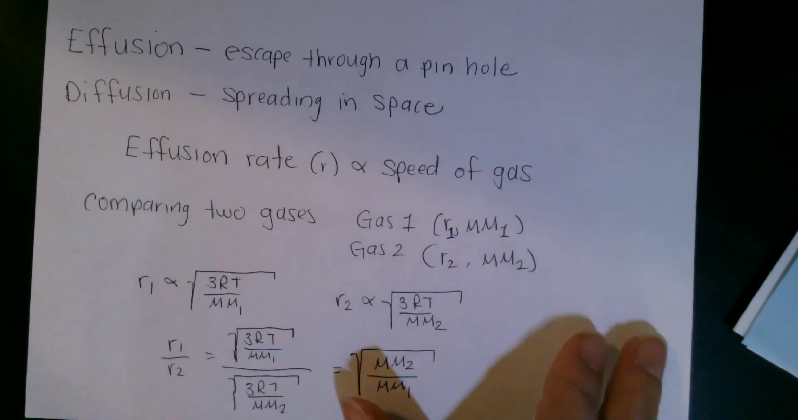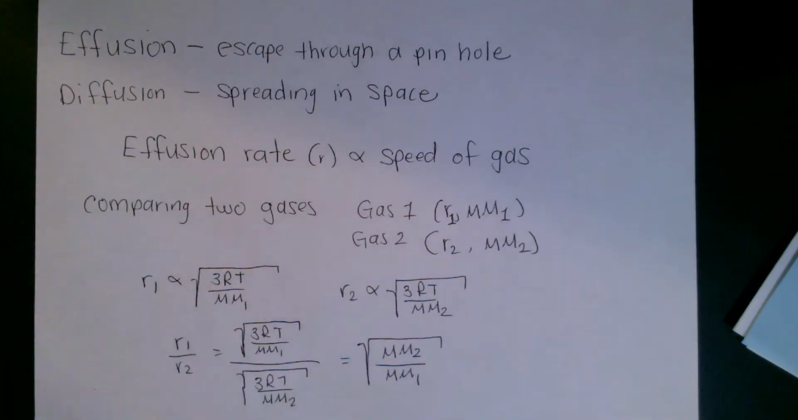All right, so to finish off, this is like the topic that never ends. We're going to look at what are called rates of effusion and diffusion. So you've probably heard of diffusion before. Diffusion is spreading in space, like if we were to spray some perfume in one part of a room and eventually we would be able to smell it everywhere. That is diffusion. So it's just spreading in space.